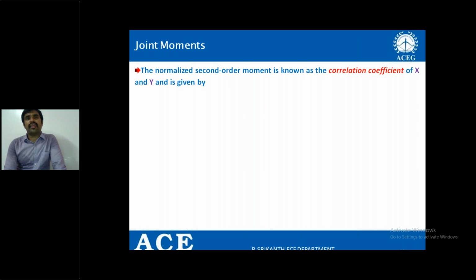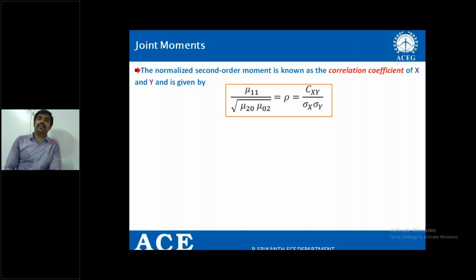And the other new parameter we are going to introduce here is the correlation coefficient. The normalized second order moment. Second order moment is what? Mu11. The normalized second order moment is known as the correlation coefficient of x and y. So how do you represent this?